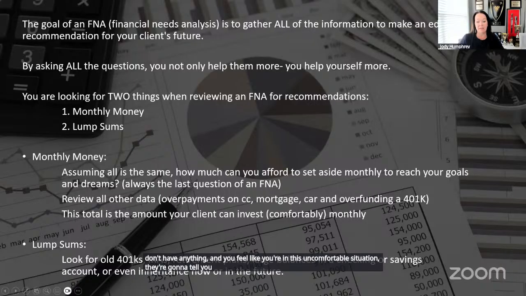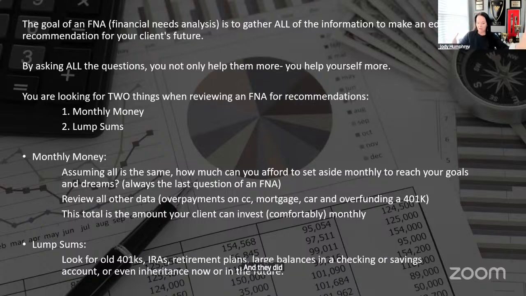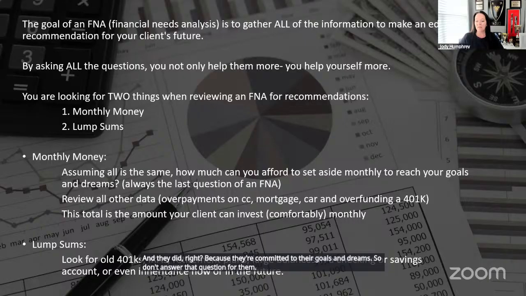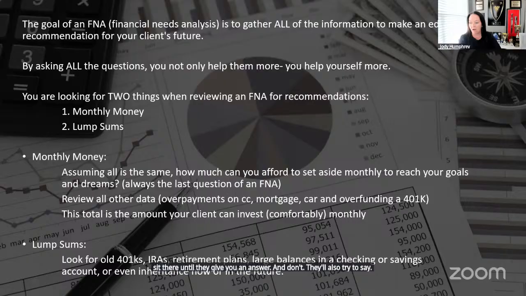I've met with plenty of people that I thought were broke that told me they could set aside $500 a month. And they did, because they're committed to their goals and dreams. So don't answer that question for them. Sit there until they give you an answer. And they'll also try to say, well, what if everything's paid off? No, no, no. Exactly as it is right now: the debt, the expenses, the savings that you have going into your 401k and your emergency fund, all of that.